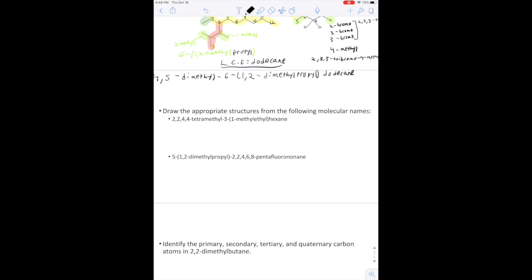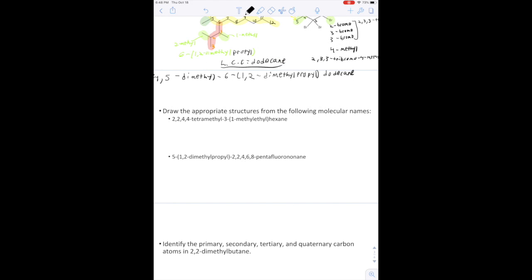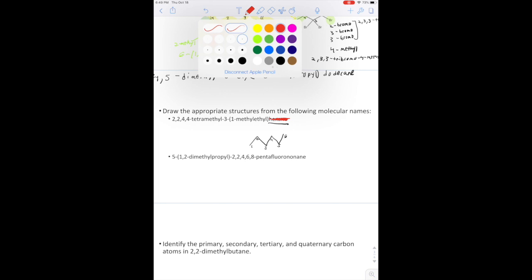This one's really fun too. Draw the appropriate structure from the following molecule names. Looks scary, but it really isn't. When doing these type of problems, start off with the longest carbon chain, which is hexane. So 1, 2, 6. So if I would number it, 6. Now, as a victory, cross this out. For this example, you can. I'm not sure if you should on your exam, but I don't see it being a big deal. 2, 2, 4, 4 trimethyl.